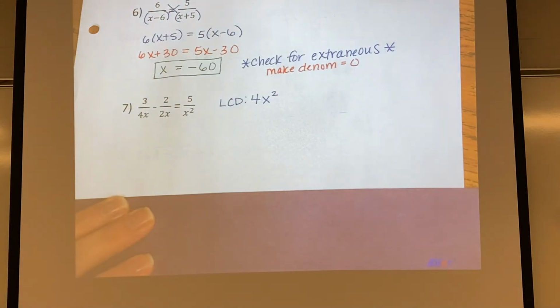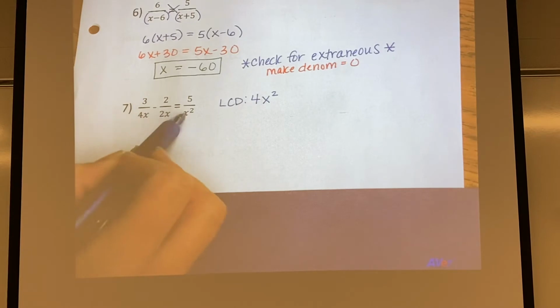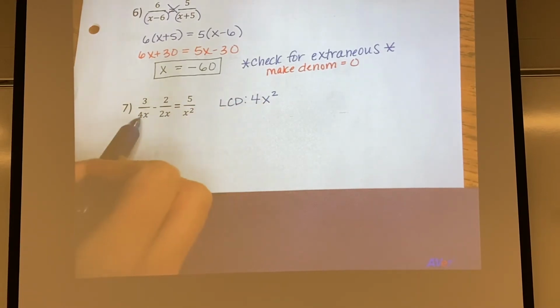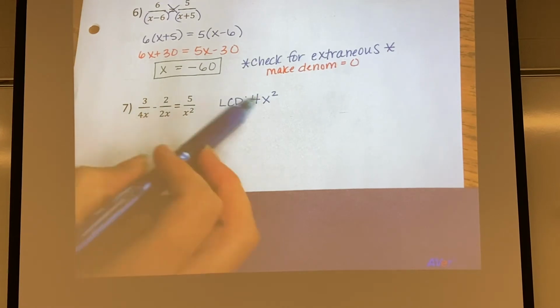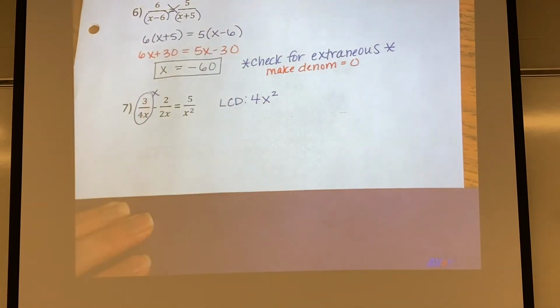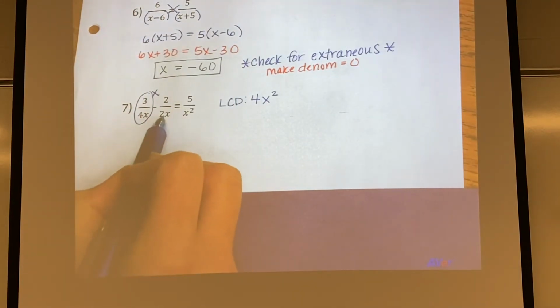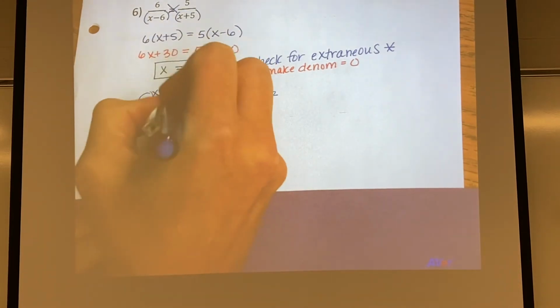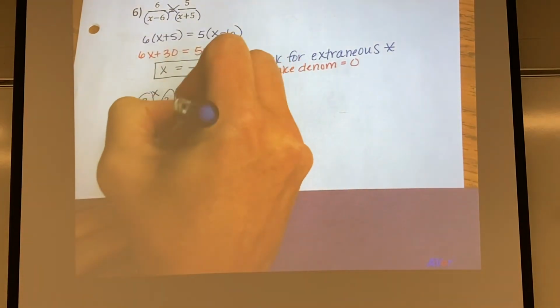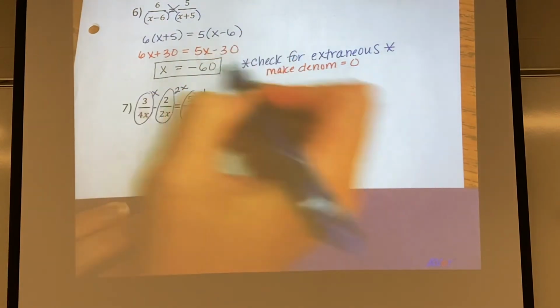What we then want to do is go back to each one of these and multiply it by what it would need to get to that LCD. So 4x, we need another x so that it would be an x squared. So we're going to multiply this whole fraction times an x. This 2x, we would have to multiply by 2 to get to 4 and an x to get to x squared. So we're going to multiply the whole thing times 2x. And then this one, we would have to multiply times 4. It already has the x squared. So we multiply this last one by 4.